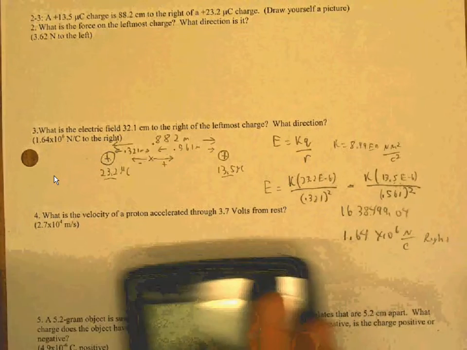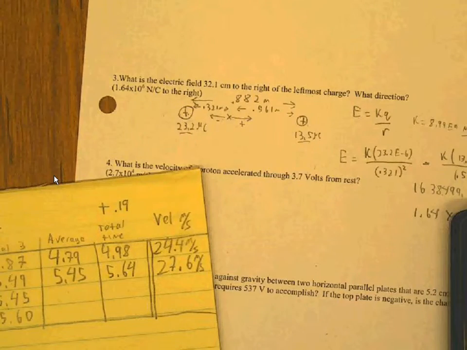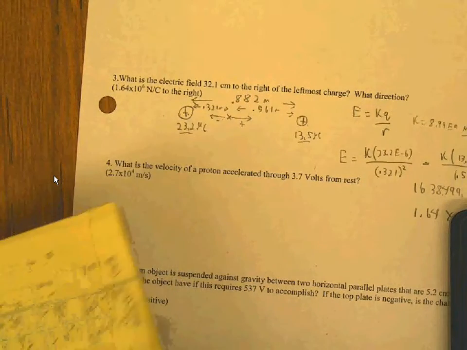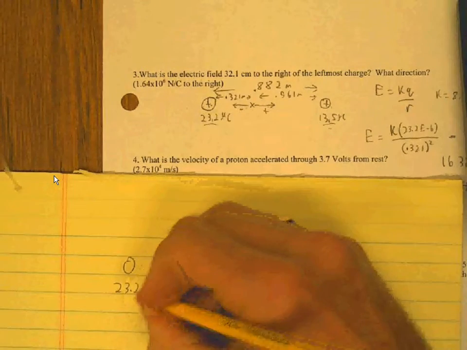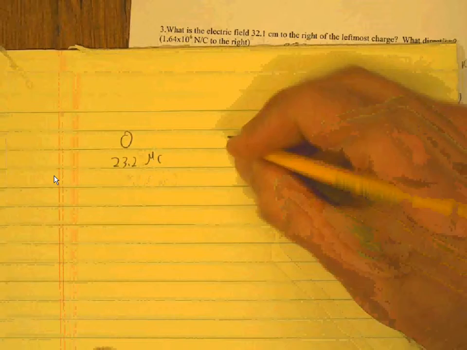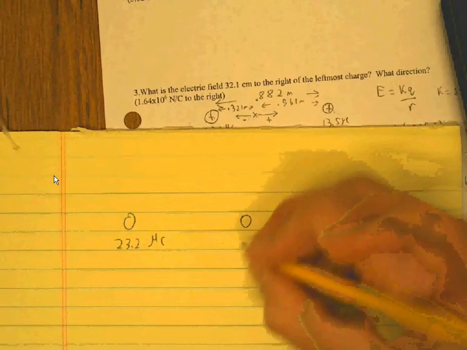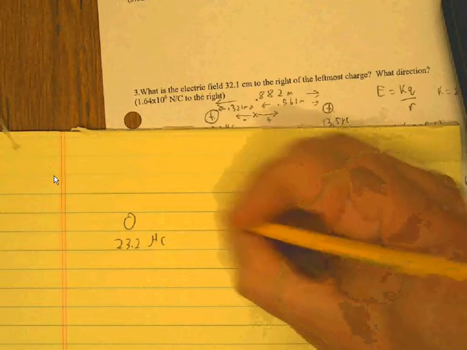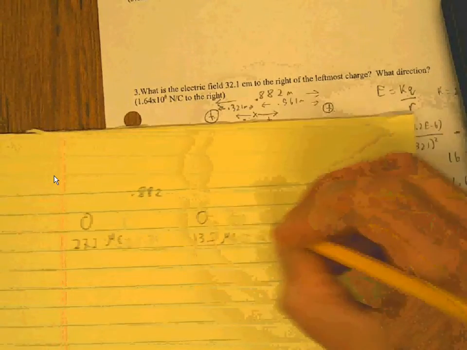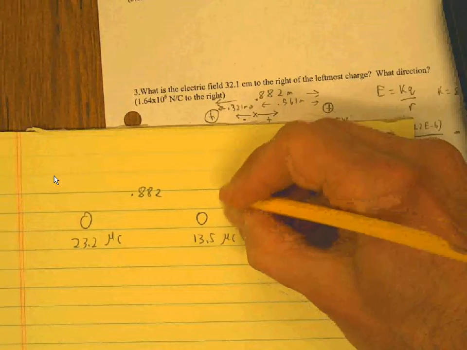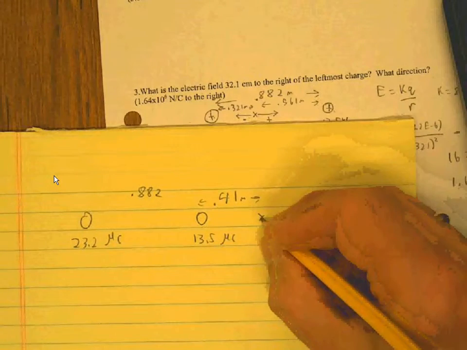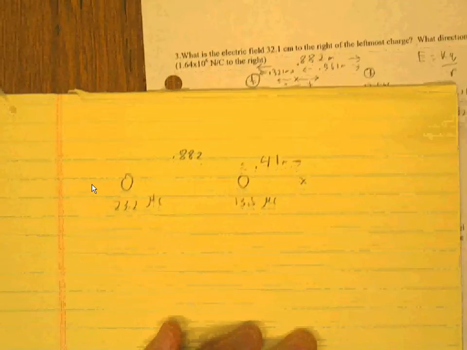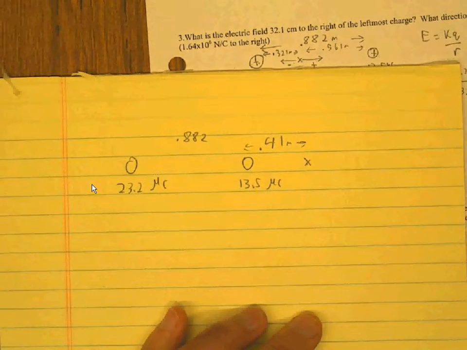Let's do another example. Let's use the same charge array. And let's figure out, so let's go 23.2 microcoulombs and 13.5 microcoulombs, and make them 0.882 apart. And now let's find, let's go over here, 41 centimeters, so 0.41 meters over here, right? What's the electric field outside of them? Because some of the questions ask that, and that is what's on the test.